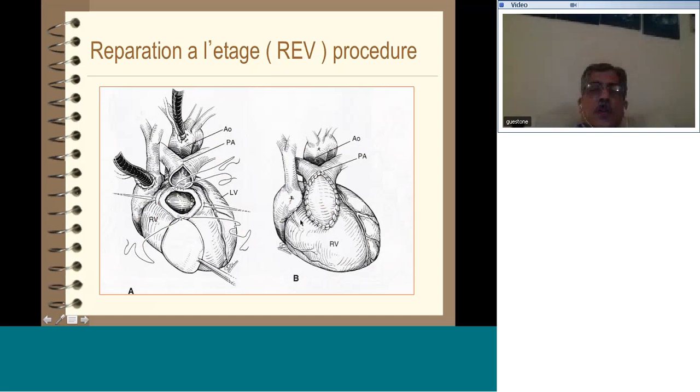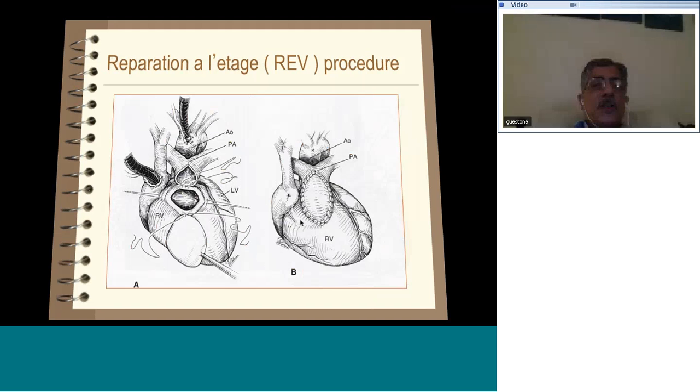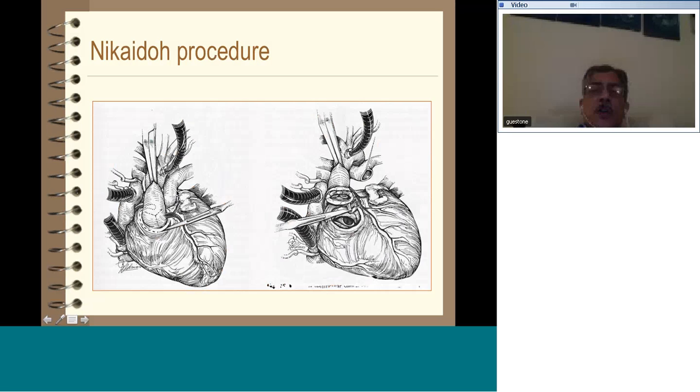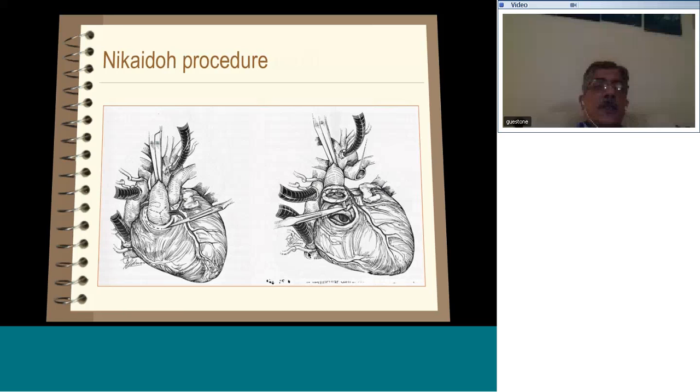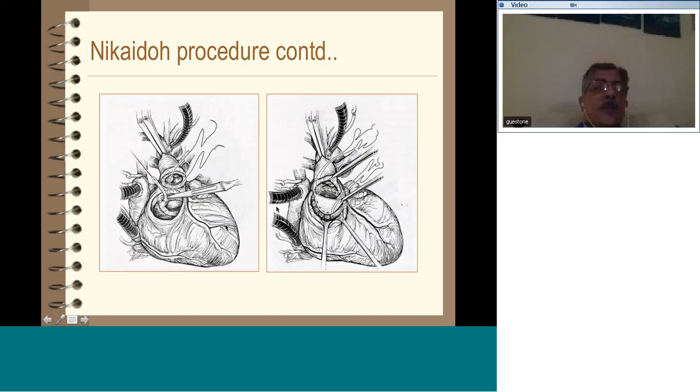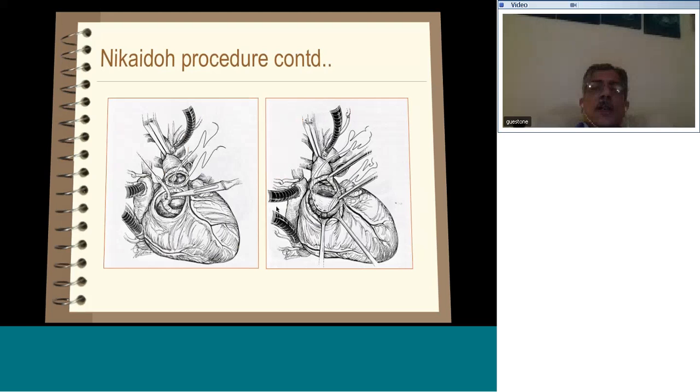A further modification of the REV procedure is known as the Nikaidoh procedure. This is a more complicated procedure where you actually translocate the aortic root posteriorly onto the pulmonary artery root. So you excise the entire aortic root from the right ventricle, and you excise the pulmonary artery root from posteriorly, in a situation which is more relevant to patients with a non-committed VSD. So you enlarge the left ventricular outflow tract, and after you enlarge that, you move the aortic root posteriorly and suture it to the left ventricular outflow tract. If there is a VSD, you close the VSD, and then, with the same maneuver as the REV procedure, you bring the pulmonary artery forwards and connect it to the right ventricle and establish right ventricle to pulmonary artery continuity with the use of a pericardial patch.